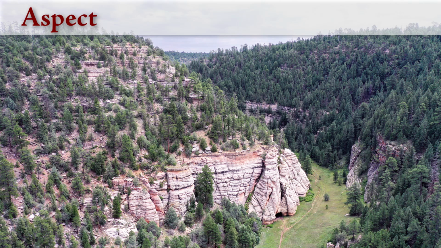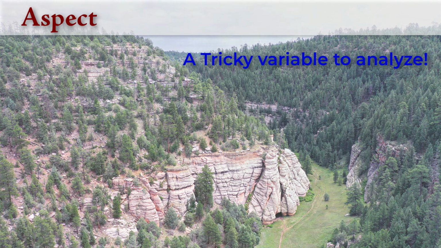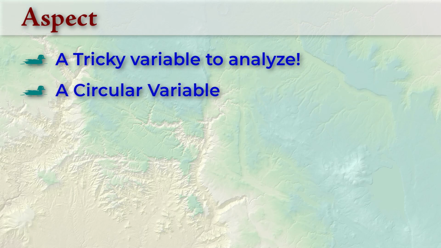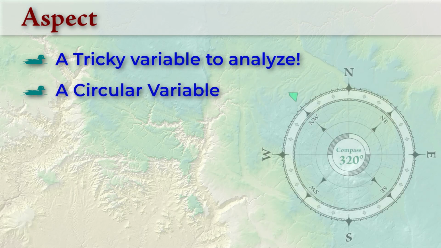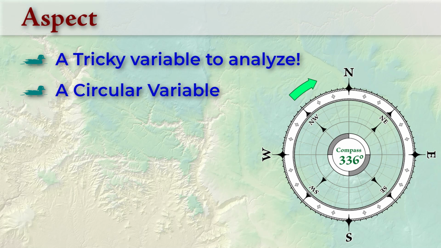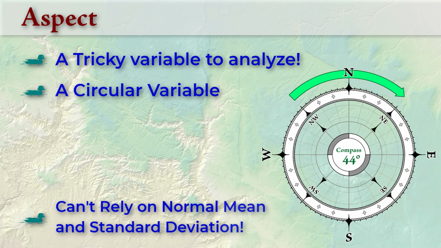Now, aspect is an important factor driving a lot of habitat conditions, but it can be a tricky variable to analyze. It's a circular variable, meaning that as you move around the compass, you eventually get back to where you started. The difference between 0 degrees and 1 degree is the same as the difference between 0 degrees and 359 degrees. This means that if we want to know the average direction the landscape faces and how much variability there is in direction, we can't rely on the standard formulas for mean and standard deviation.